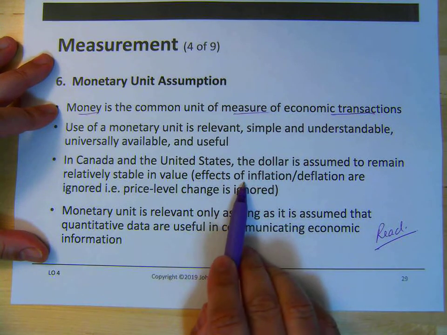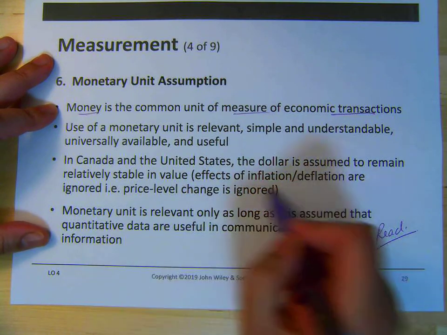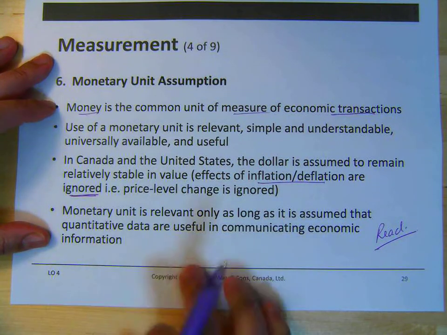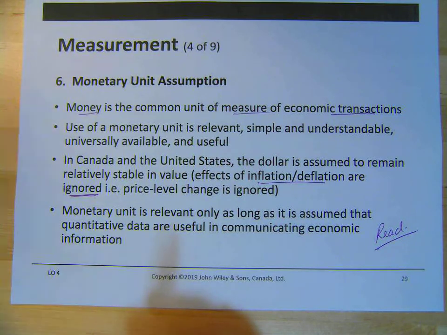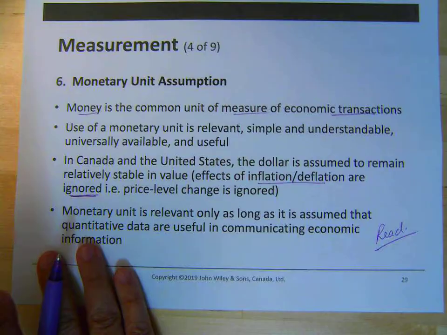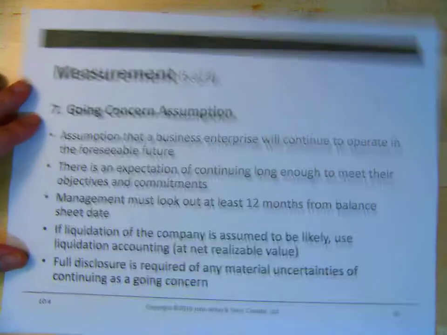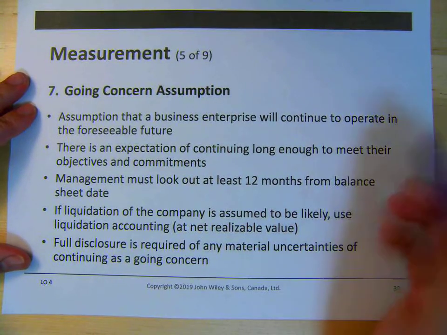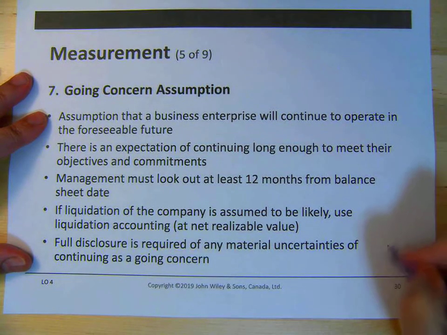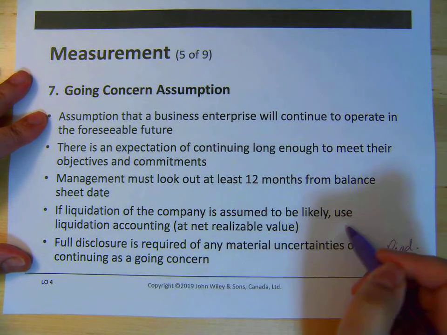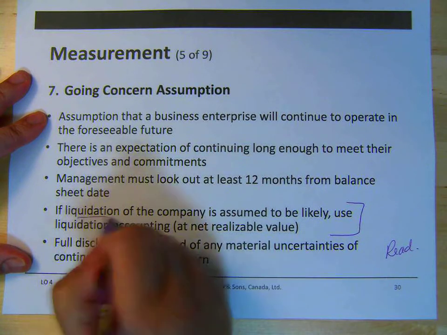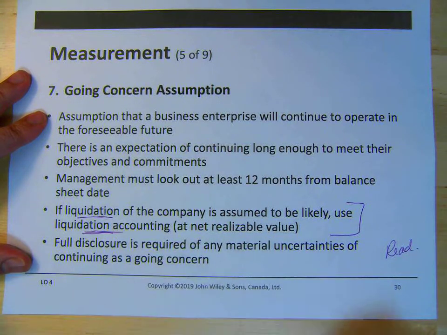Other than generally we're saying inflation or deflation is ignored. In countries like Brazil in the past who've had crazy inflation, they have a different way of measuring it. But you don't need to worry about that. Okay, moving on. The going concern assumption: we assume a business enterprise will keep operating, so read through this. Basically, it's saying only use liquidation or net realizable value if the company's going to be liquidated.